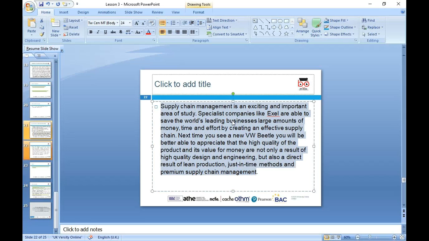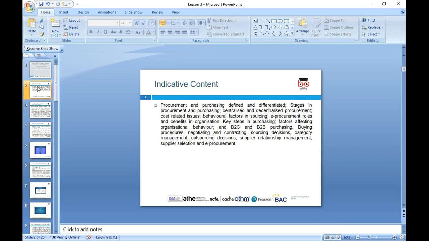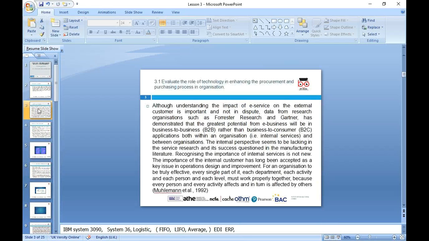It is an exciting, important area of study, and specialist companies like Excel are able to save world-leading businesses a large amount of money, time and effort by creating data that is then used. So that's all about today's lesson. We discussed e-learning, e-procurement, and within e-procurement how we can save cost, what challenges we have, and how we can address them.